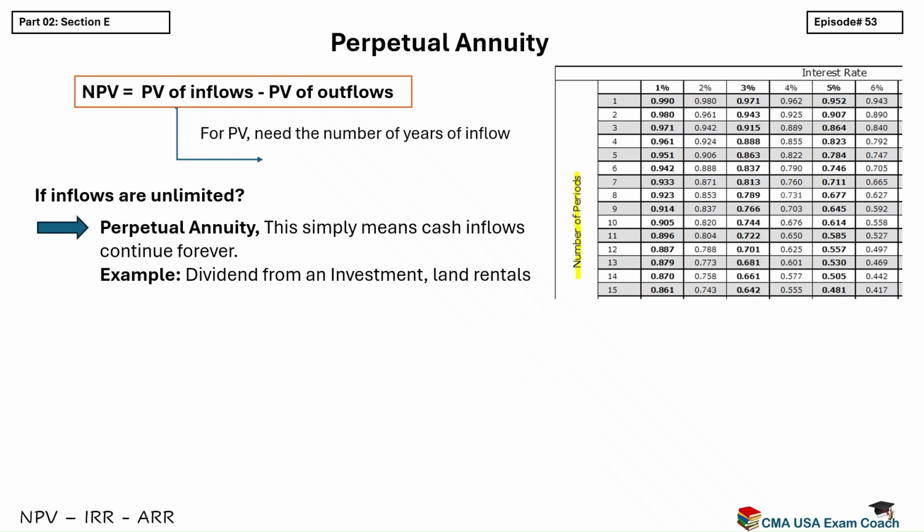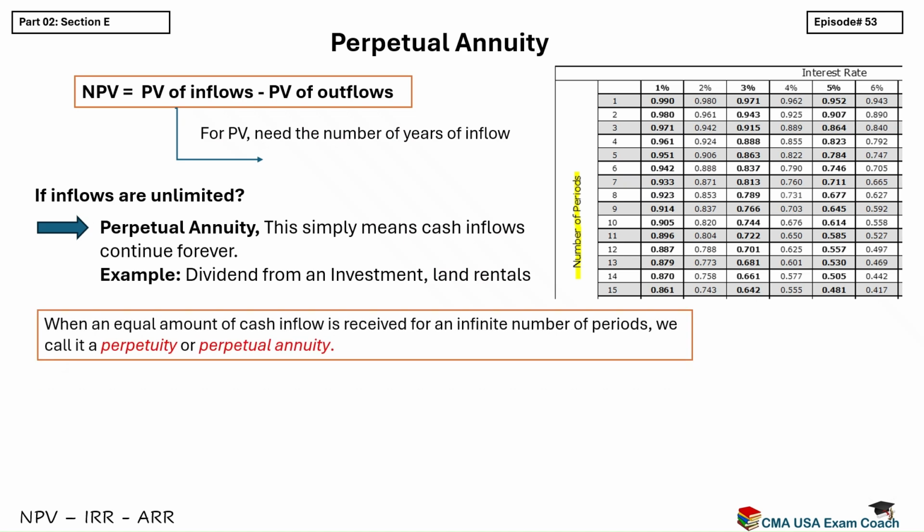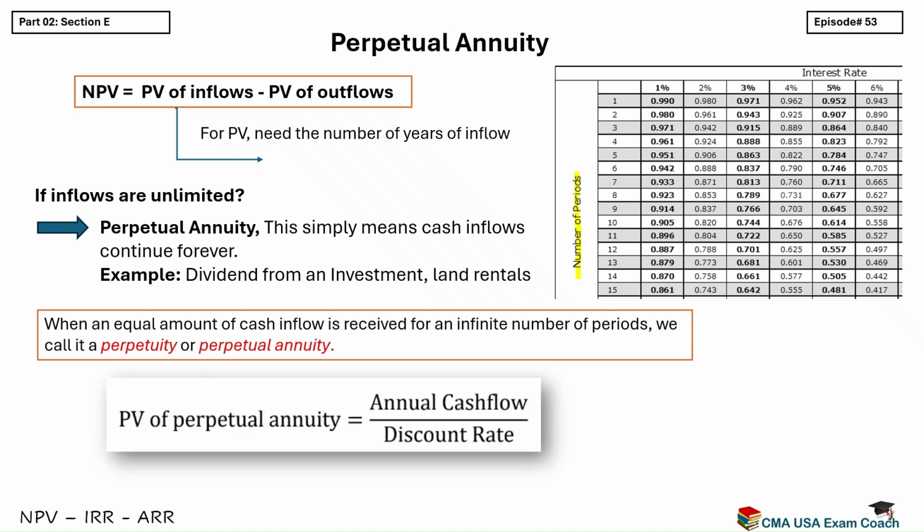So, in these cases, instead of using the normal present value tables, we apply the formula for perpetual annuity. When an equal amount of cash inflow is received for an infinite number of periods, we call it a perpetuity or perpetual annuity. The formula to calculate its present value is very simple. PV equals annual cash inflow divided by discount rate. So instead of multiplying with a present value factor for a specific year, we just divide the fixed annual inflow by the rate of return or discount rate.